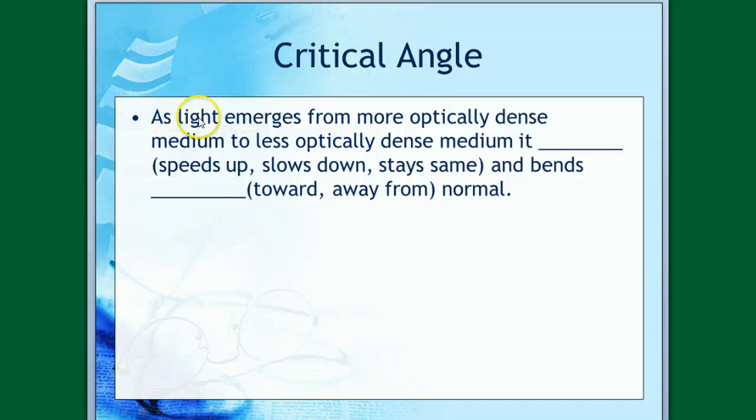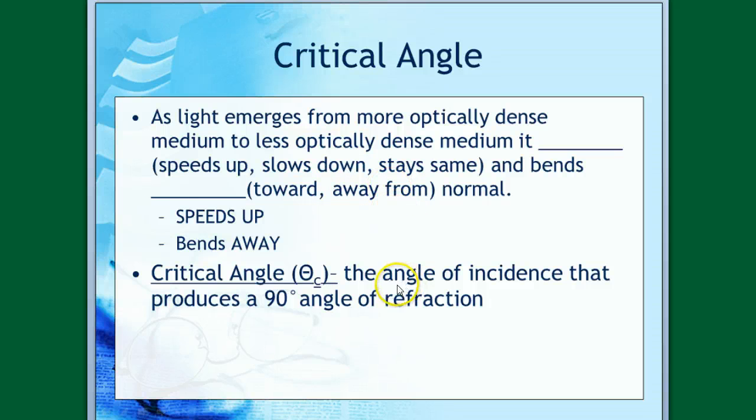Because as light emerges from a more optically dense medium to a less optically dense medium, it actually speeds up, as we saw from the water going into the air. By the way, this whole critical angle thing only happens from a slow medium into a fast medium. And when it does that, it bends away from the normal. And so the critical angle, therefore, is the angle of incidence when this happens that produces a 90-degree angle of refraction.